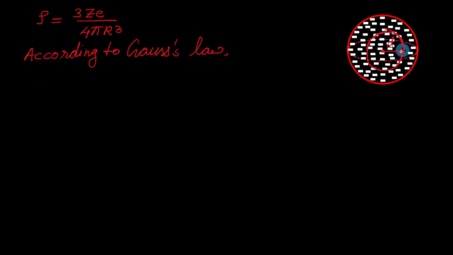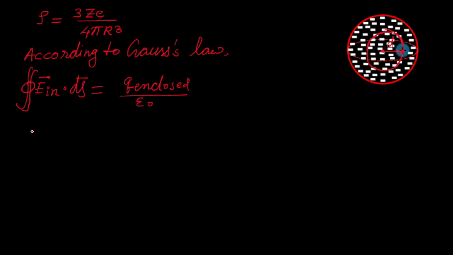According to Gauss's law, we can write, if the electric field on this small sphere is E, in this case I have written En, so I am writing this En. Then the closed surface integral of En dot ds is equal to Q enclosed divided by epsilon naught.